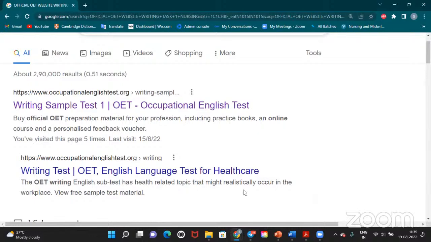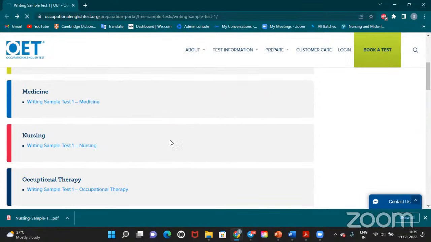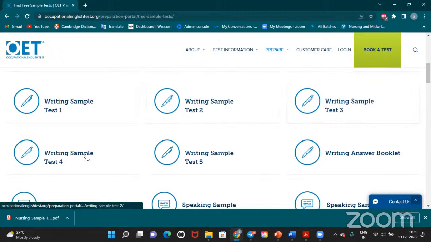So here you can go to sample tests. You can take 1, 2, 3, any one number you take here. Sample tests are there here. So writing test 1, writing test 2, writing test 3, writing test 4, writing test 5. Random, anything you take. Or you take the 5th one, whatever it is, that's no problem.